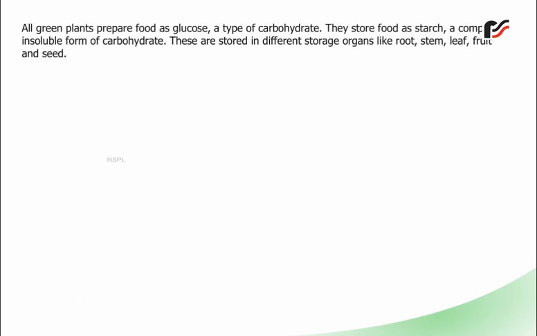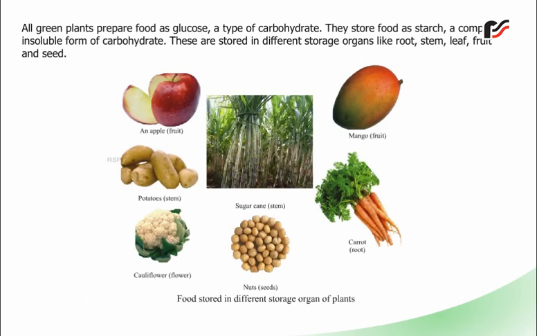All green plants prepare food as glucose, a type of carbohydrate. They store food as starch, a complex insoluble form of carbohydrate. These are stored in different storage organs like root, stem, leaf, fruit, and seed.